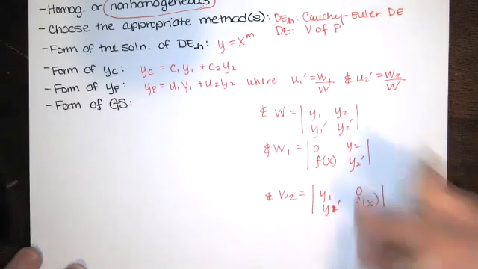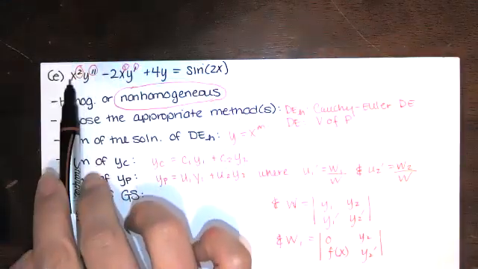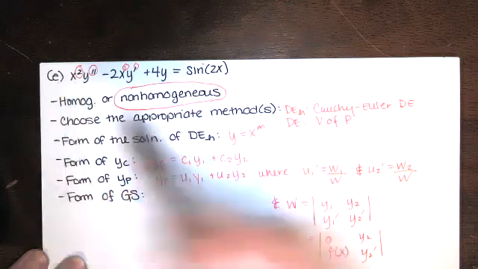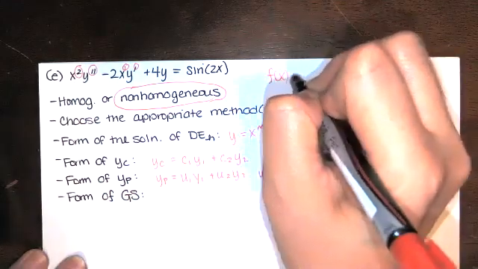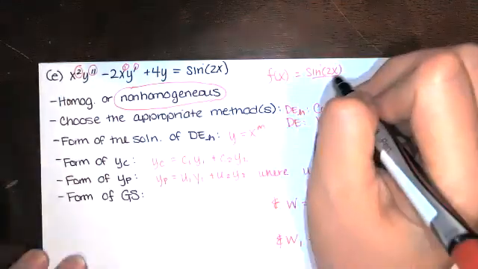Now f of x, in this case, is not sine of 2x. It's what you get when you divide the equation by x squared. We want a 1 in front of the y double prime. So f of x will be the sine of 2x divided by that x squared.